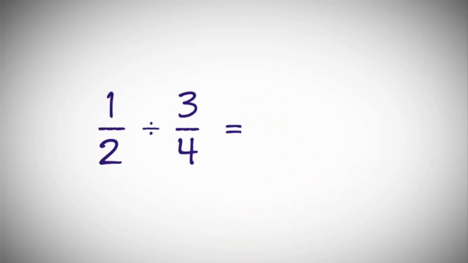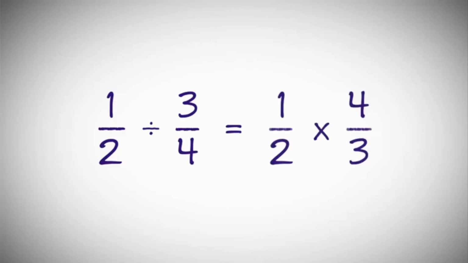When you're multiplying a fraction, you don't need to worry about common denominators. Just multiply the numerators and the denominators separately. When you divide fractions, what you're really going to end up doing is multiplying the first fraction by the reciprocal of the second fraction. So, for example, 1/2 divided by 3/4 will become 1/2 times 4 over 3.